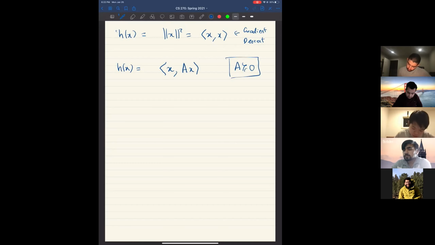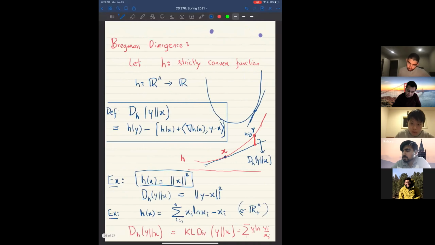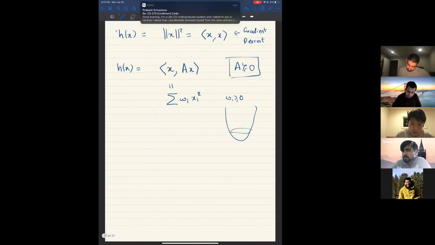If you want to think about it, instead of the summation of xi squared, let's say I use the summation of wi xi squared for some wi greater than or equal to 0. Basically, you can use any positive semi-definite quadratic as my convex function. All of them are convex functions. So I can start the whole Bregman divergence business with that convex function, and then what do I get?